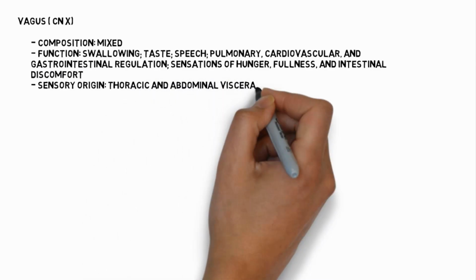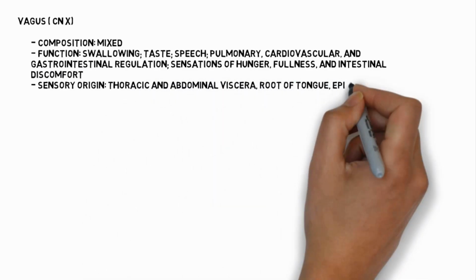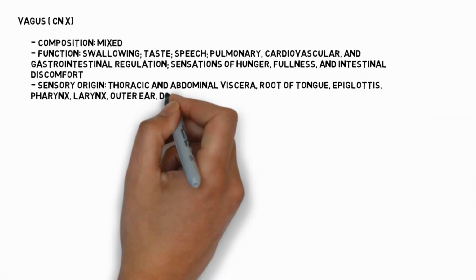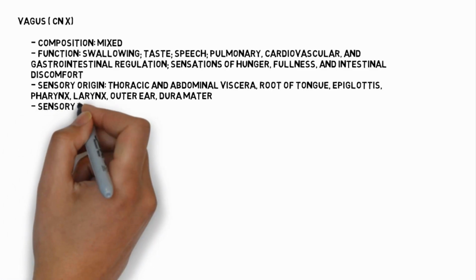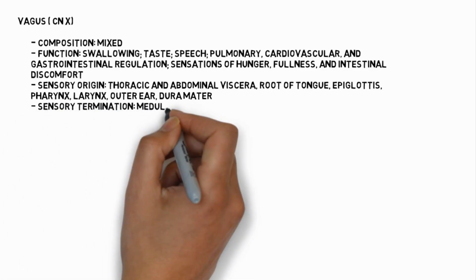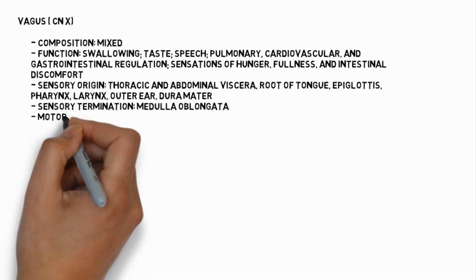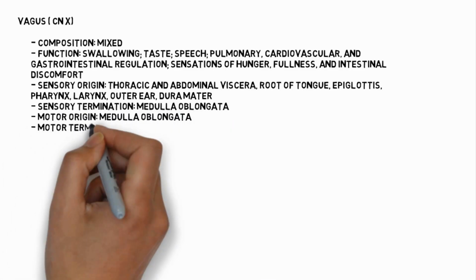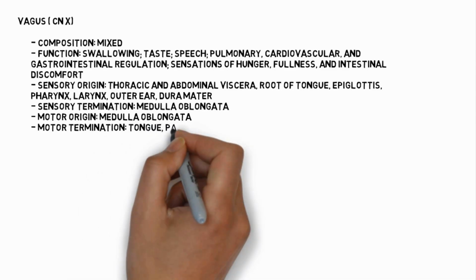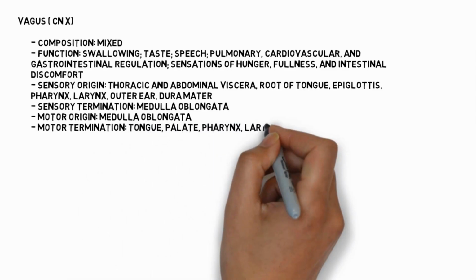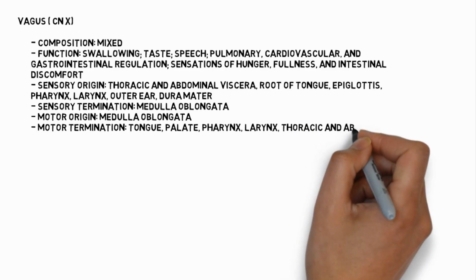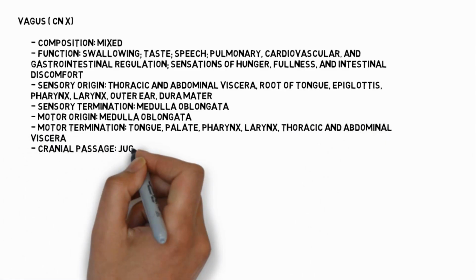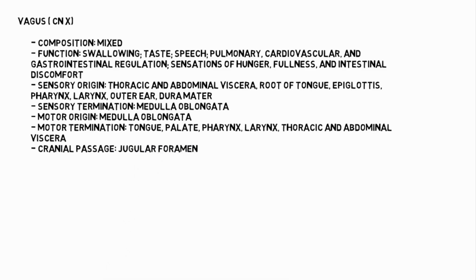Sensory fiber originates in thoracic and abdominal viscera, root of tongue, epiglottis, pharynx, larynx, outer ear and dura mater, and terminates in medulla oblongata. Motor fibers originate in medulla oblongata and terminate in tongue, palate, pharynx, larynx, thoracic and abdominal viscera. It passes through jugular foramen.